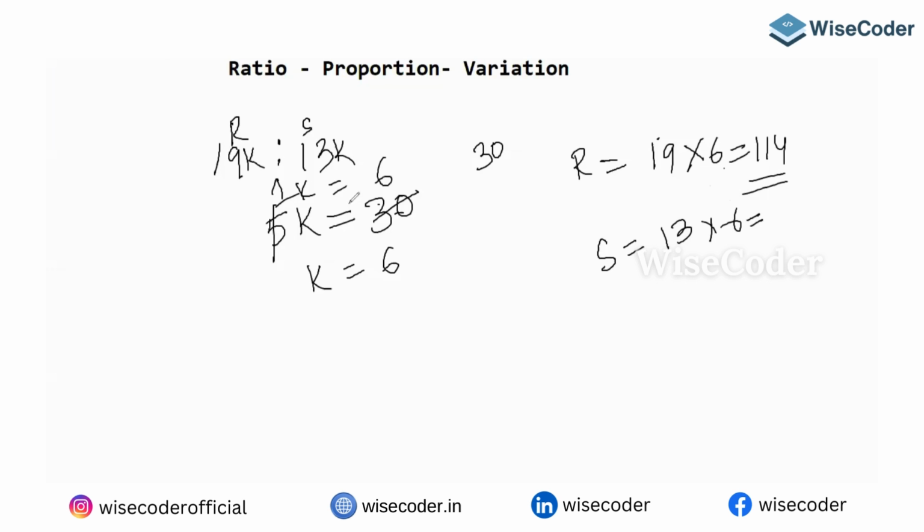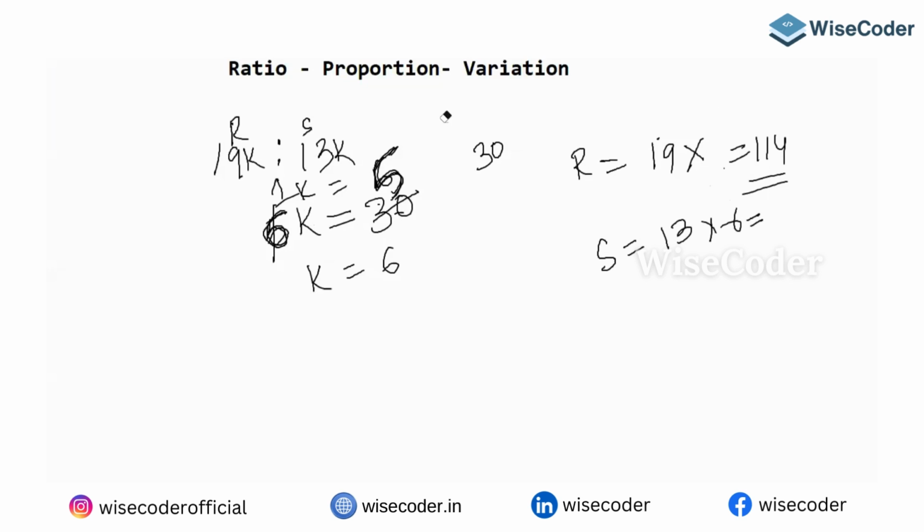Yeah, sorry, we are making a mistake here. Look here. The difference is 6. When the difference is 6, 6k is equal to 30. So when k is equal to 5, look here, 6, 19 and 5.